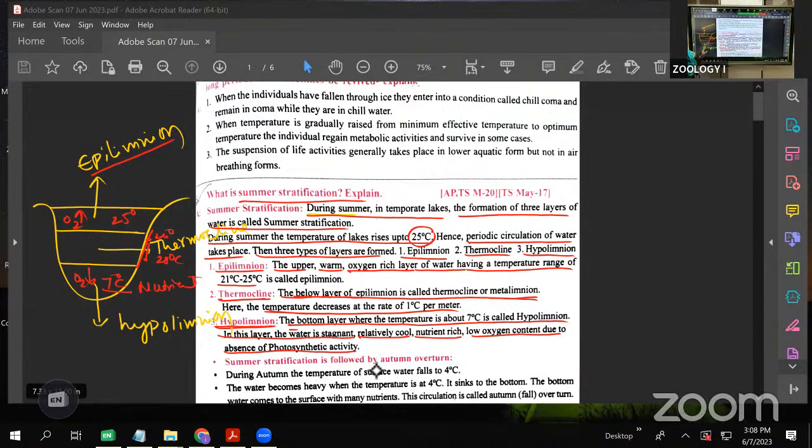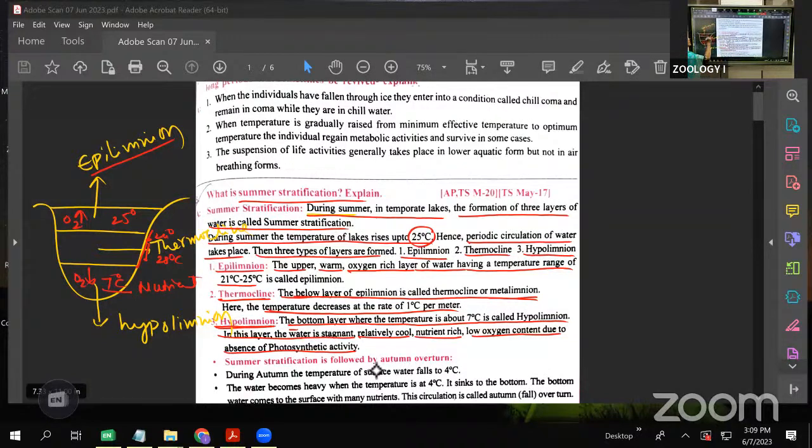In the summer season, lake water is divided into 3 layers. This division is called stratification. The upper layer is called the epilimnion. The middle is called the thermocline. The last one, down below, is called the hypolimnion.